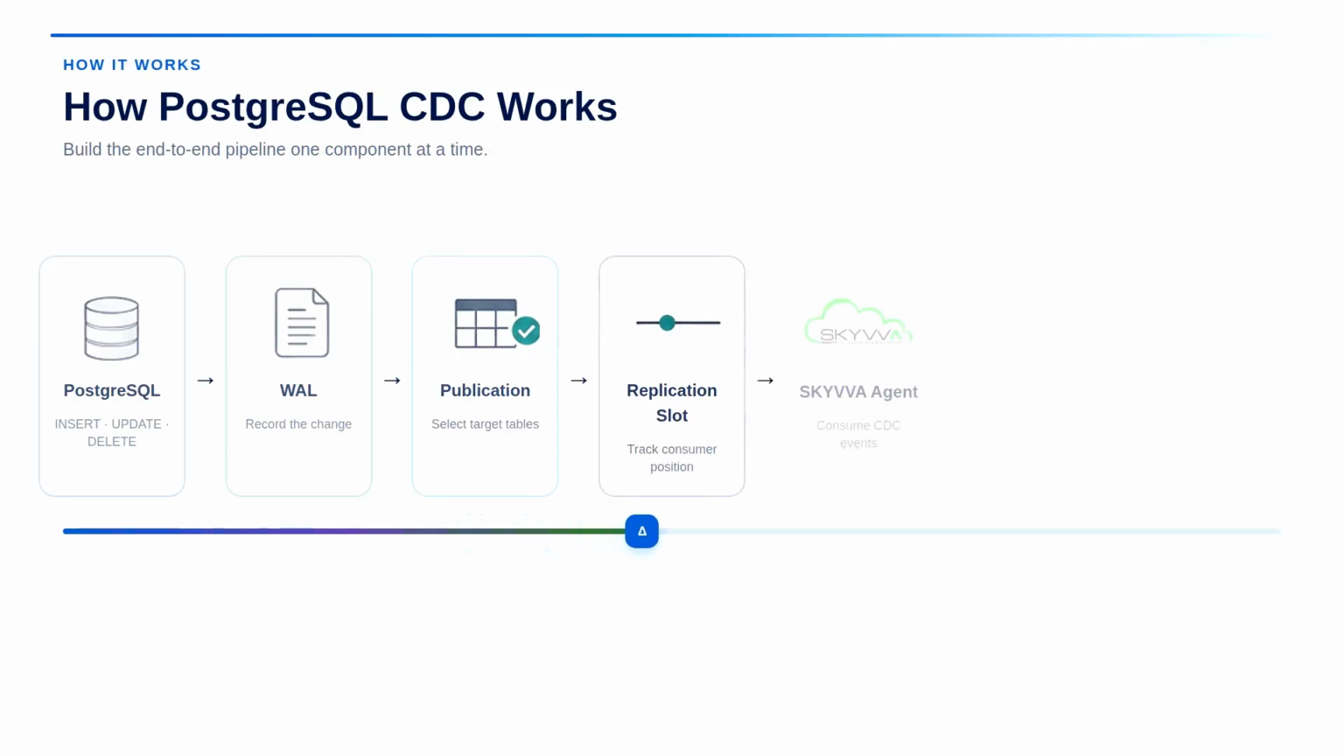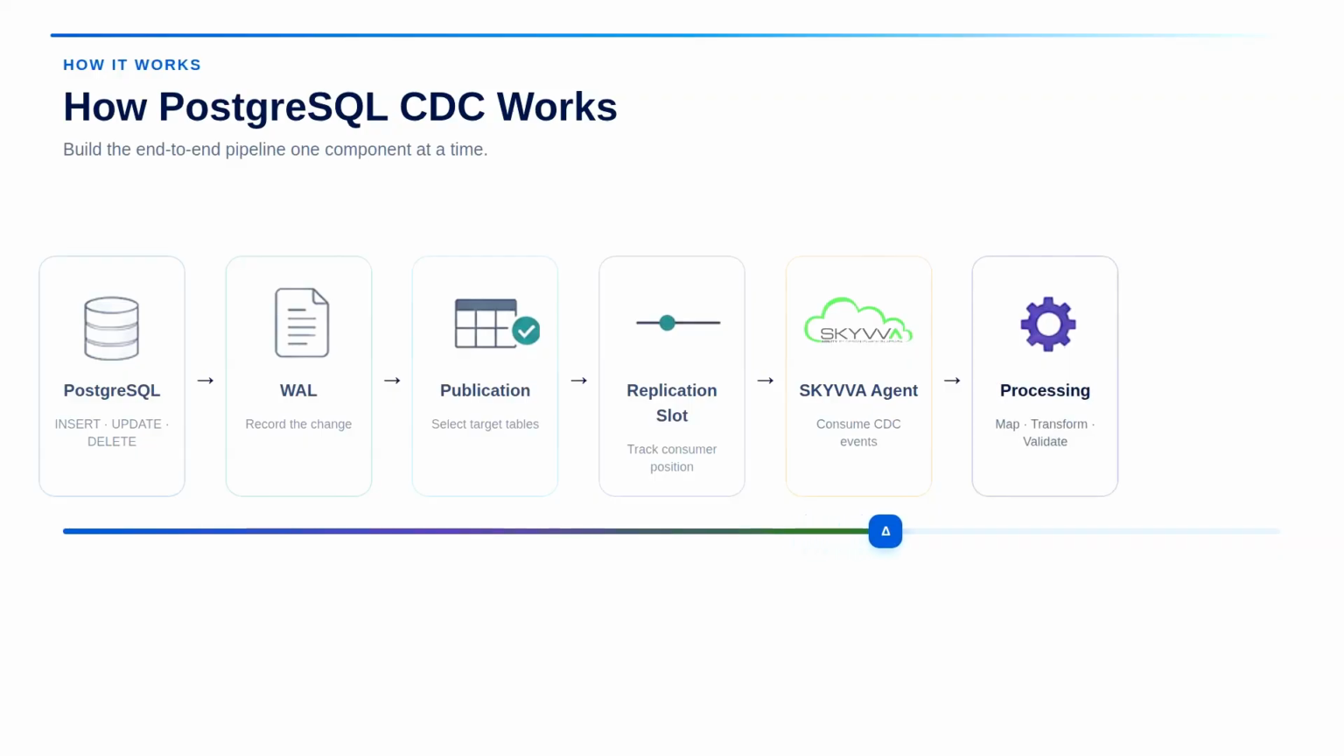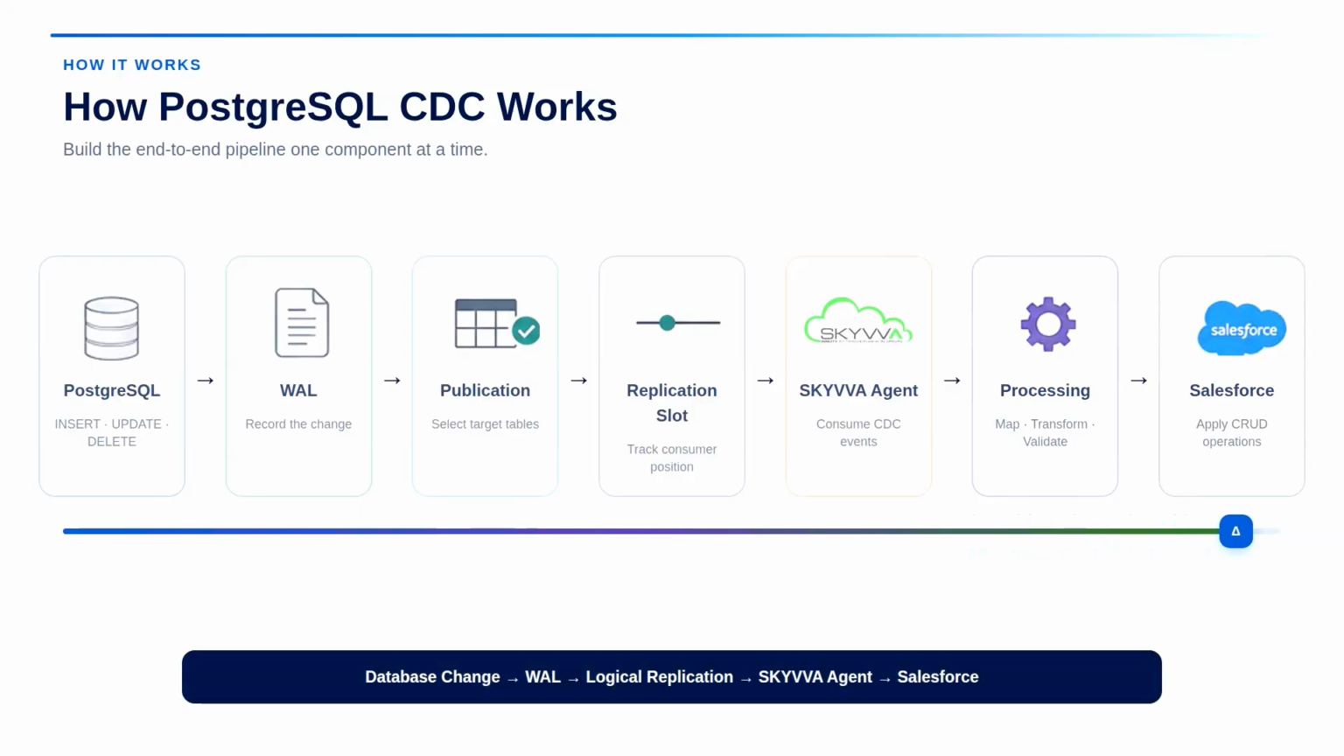The SKYVVA Agent acts as the replication consumer and reads the change events from the replication slot. SKYVVA then applies mapping, transformation, business rules, and error handling. Finally, the processed changes are synchronized to Salesforce as insert, update, or delete operations.